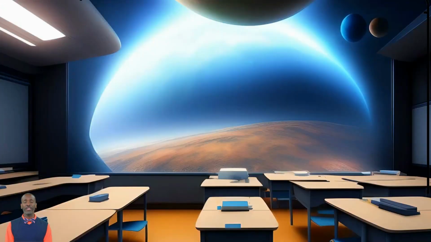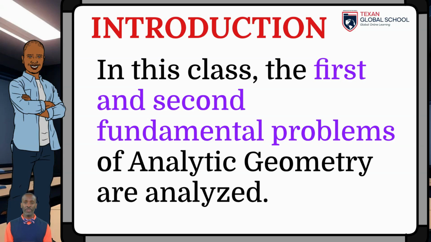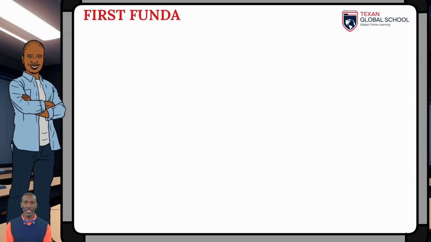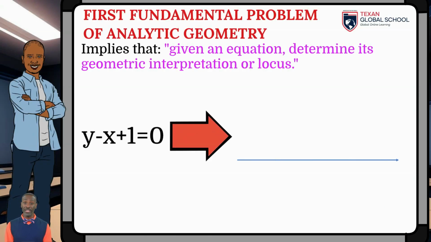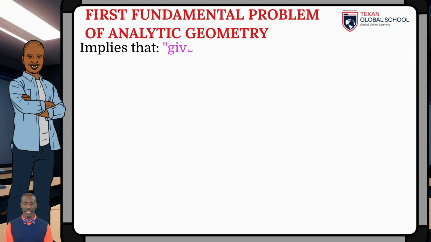In this class, the first and second fundamental problems of analytic geometry are analyzed. The first fundamental problem of analytic geometry implies that, given an equation, it must be interpreted geometrically or its graph must be constructed. This process is also known as discussing an equation using the following steps.